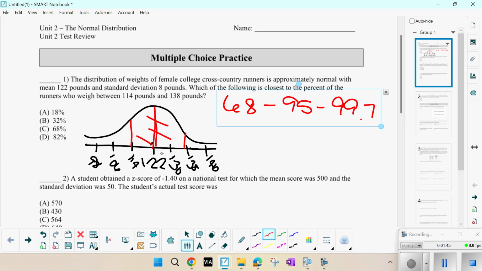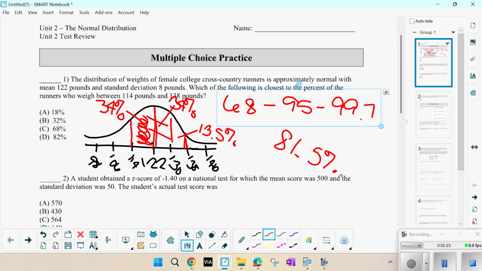So 114 is 1 standard deviation to the left. So we know that's 34%. And then 138 is 2 standard deviations to the right. So we know this is 34% here, and we know the next one over is 13.5%. So to find the area, we just need to add all those up. 34 and 34 and 13.5. That ends up giving us 82. Well, it's about 81.5% is what it actually is.